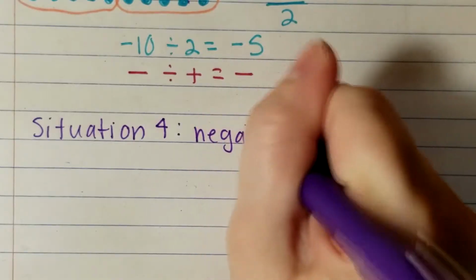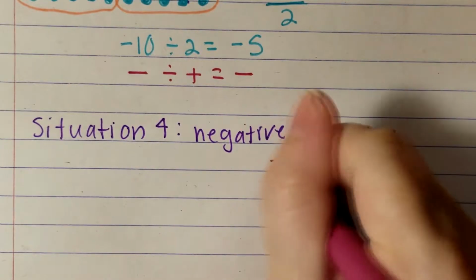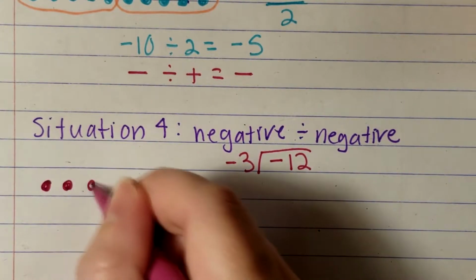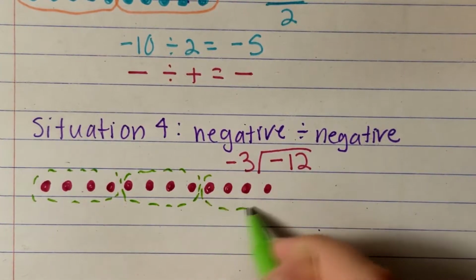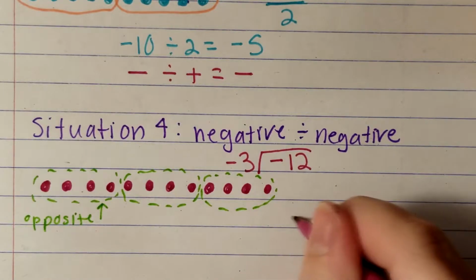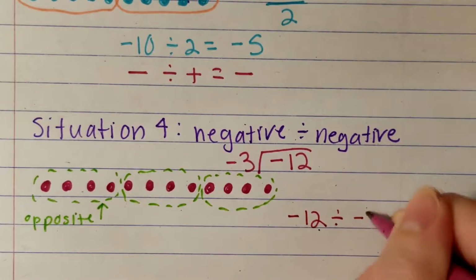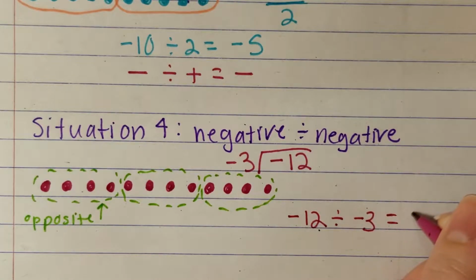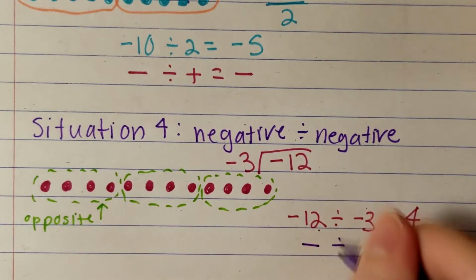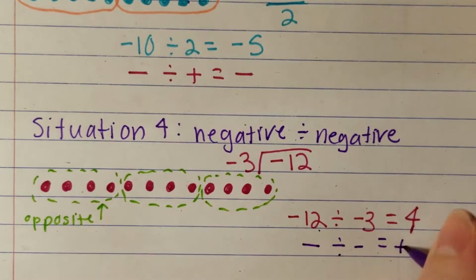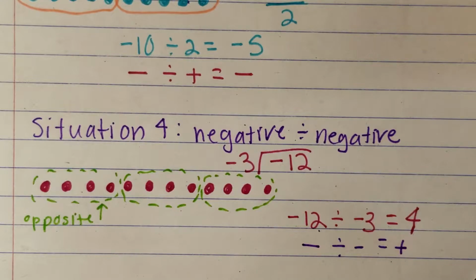Situation 4. A negative divided by a negative. Negative 12 divided by negative 3. Model negative 12 into groups of negative 3. Remember, whatever is inside a negative group, it's really the opposite of that. And inside is 4 negative counters. But because of the group, it is now positive. So, negative 12 divided by negative 3 equals 4. A negative divided by a negative equals a positive.